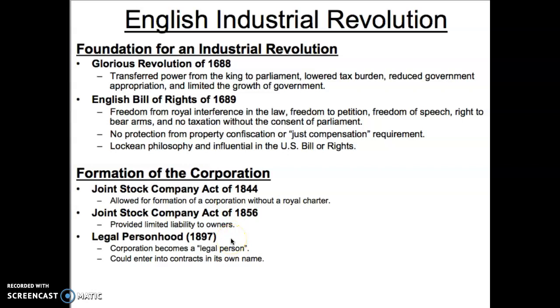This is where the corporation becomes a legal person, completely separating it from its owners and allowing the corporation to sign contracts and to do business in its own name. There are very few things that are more important to having a growing industrial economy than the formation of a corporation. Simply put, you would not have the amount of savings flowing into the business world if it weren't for this limited liability and separation of the owners from the business itself.